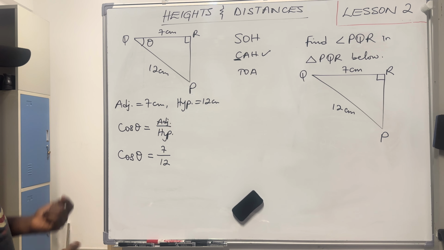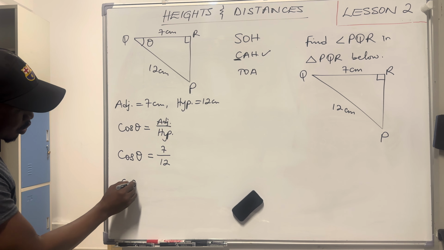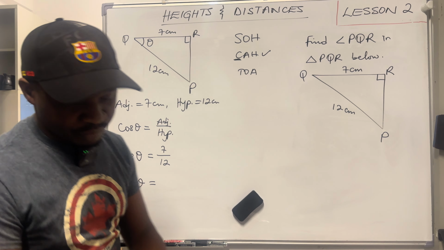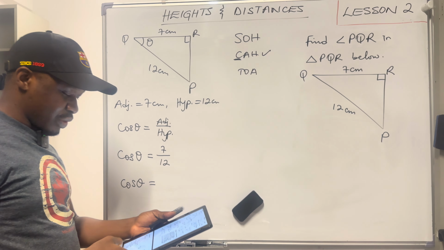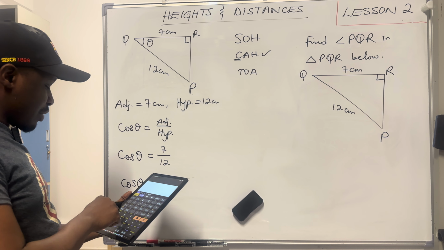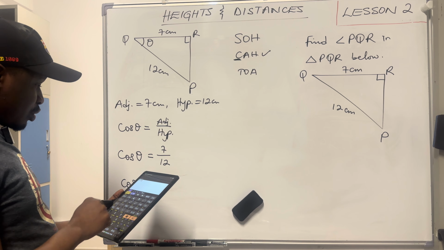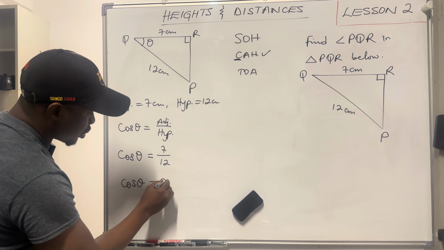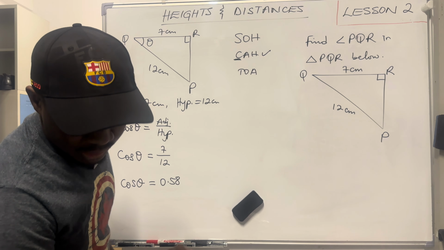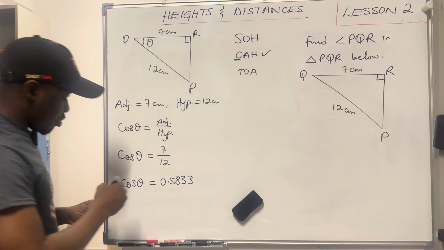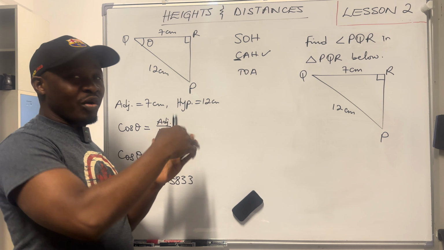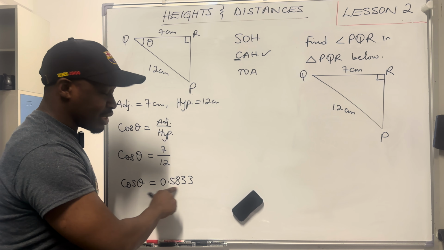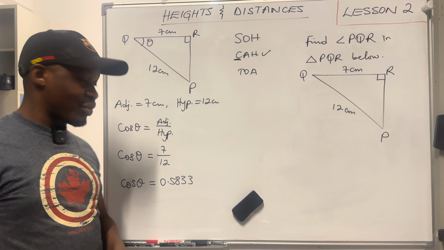So we say cos theta is equal to, now we need to divide 7 by 12. So let's see what we have for 7 divided by 12. So 0.58 with 3's throughout. But I advise that if you have more values after the point, you stop at 4 digits. Yes, after the point, just stop at 4 digits.